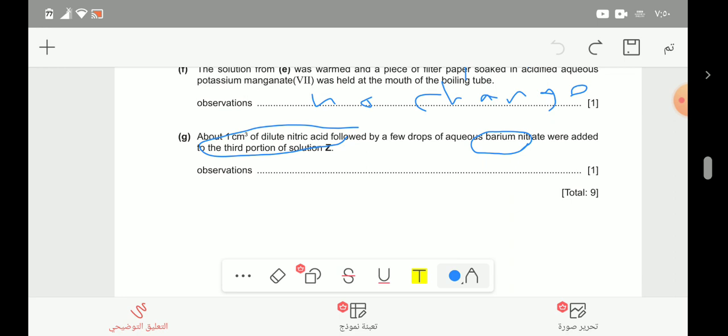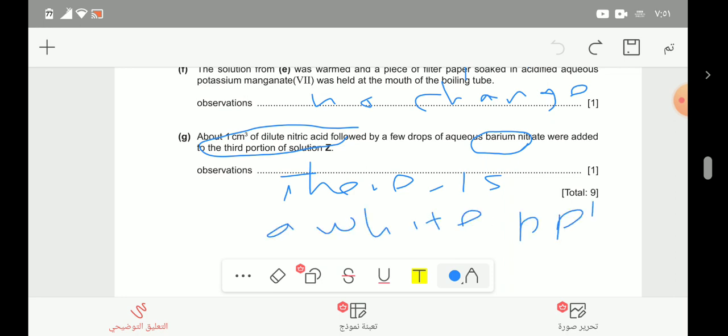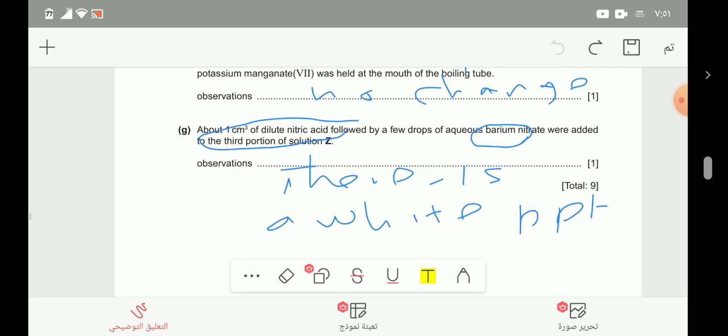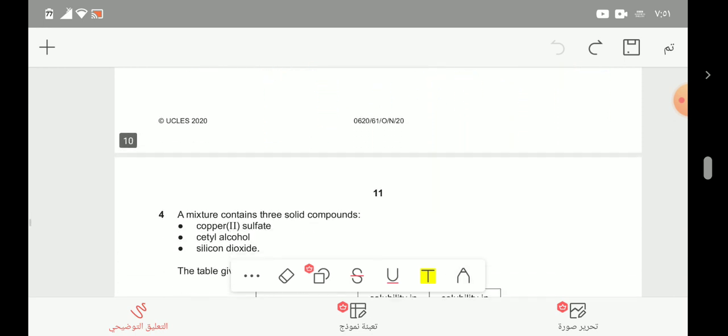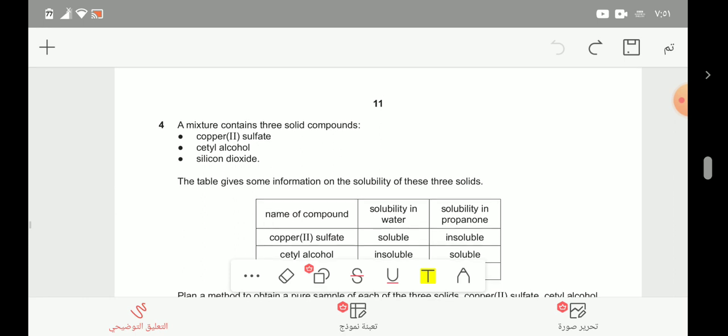Nitrate were added to the third portion of solution Z. So there is a white precipitate formed. This attests for the presence of sulfate group.